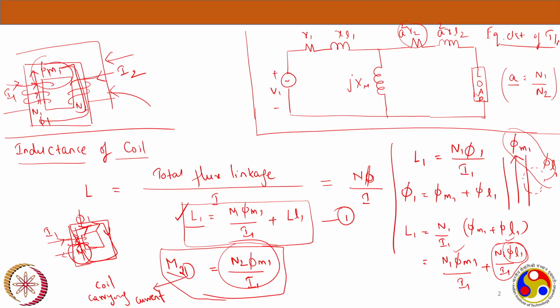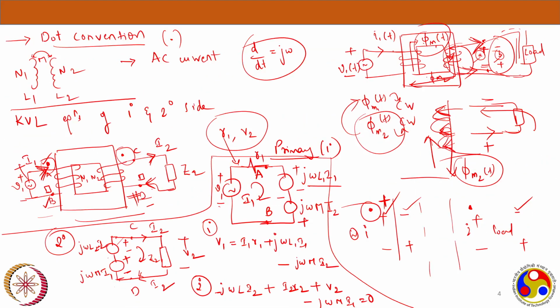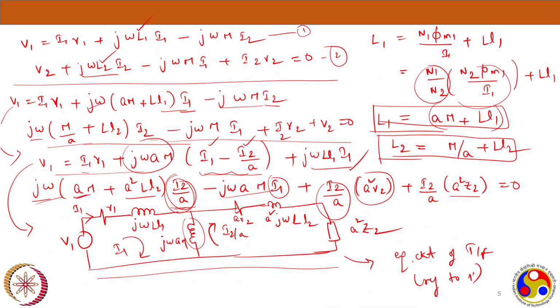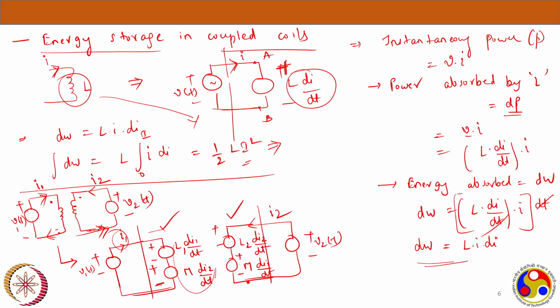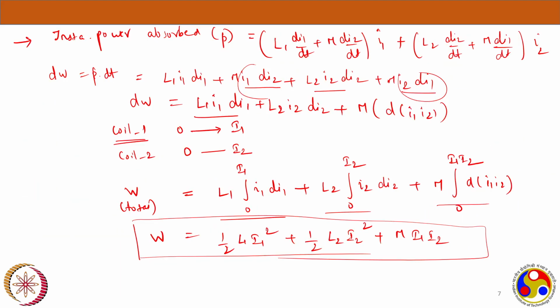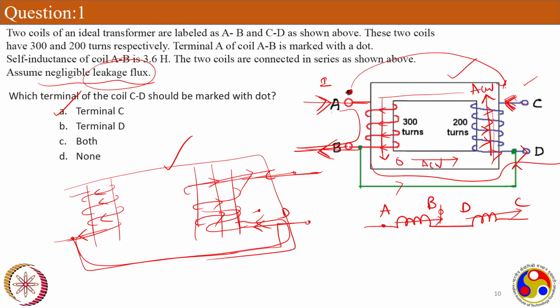We started with the inductance of the coil concept, and then we derived self inductances and mutual inductances, and then we looked at the dot convention, and then we started deriving the KVL equations, and finally we arrived at the equivalent circuit. And then we looked at a simple concept of energy storage in a single coil, and then we extended it to coupled coils, and we derived the expression for energy storage in the coupled coils, and then we started solving the numericals based on these concepts.